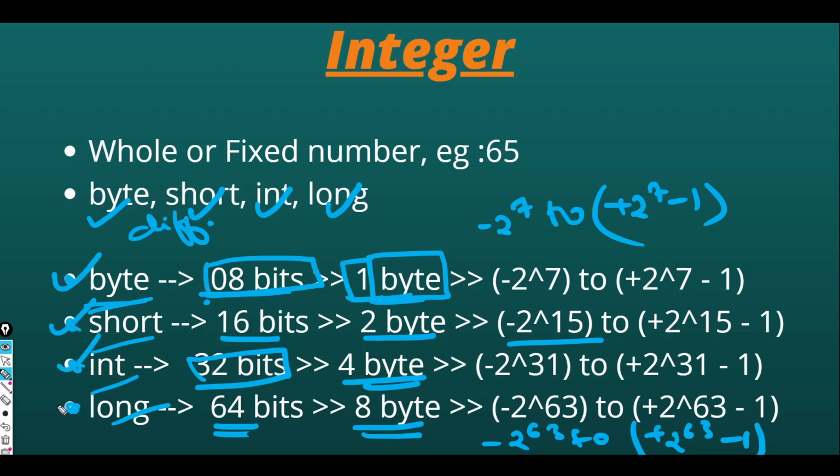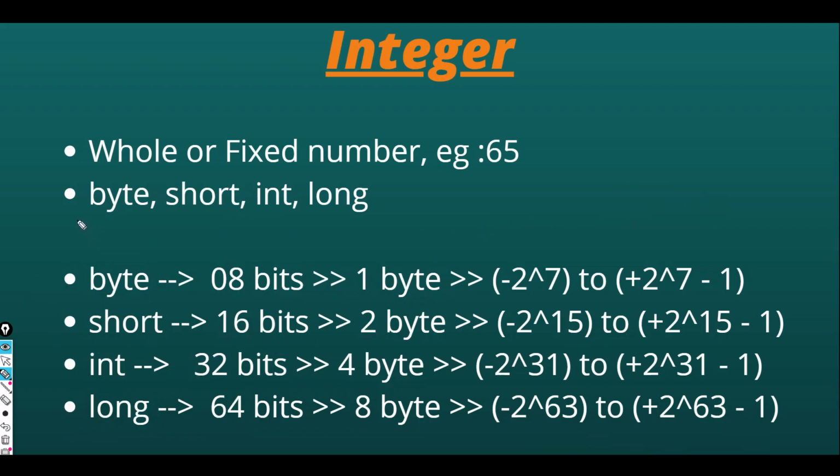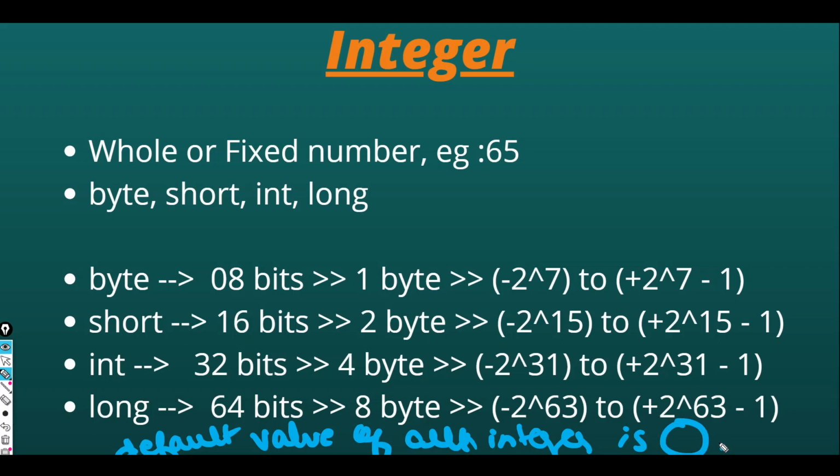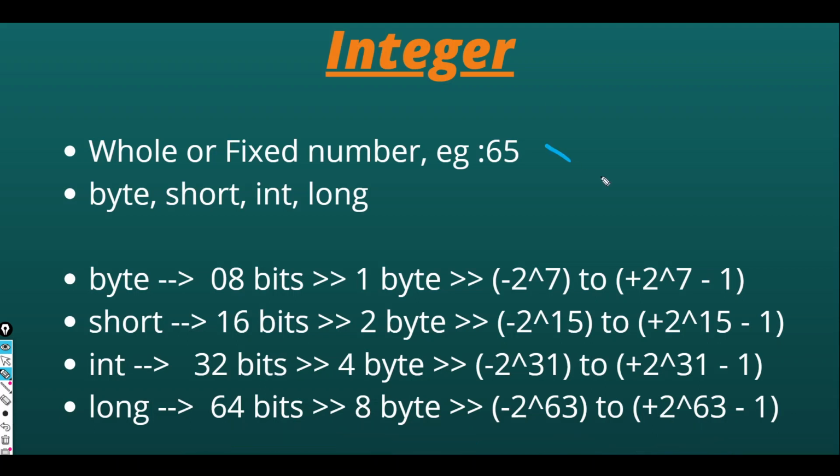Okay, so for now, as I said, the basic difference is size. The smallest one is the byte, right? And the largest is long. So which one is consuming the most memory? The long, and the least memory is consumed by byte, right? Now the question is, what is the default value? The default value of all integer types is 0. Now we'll see this in action.